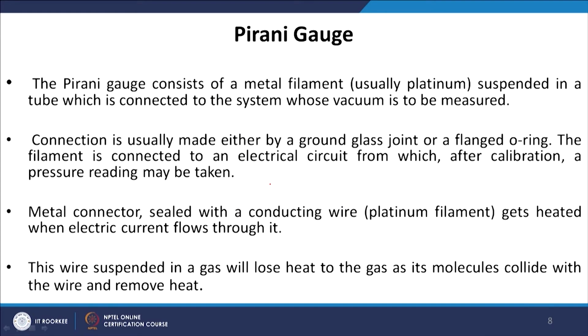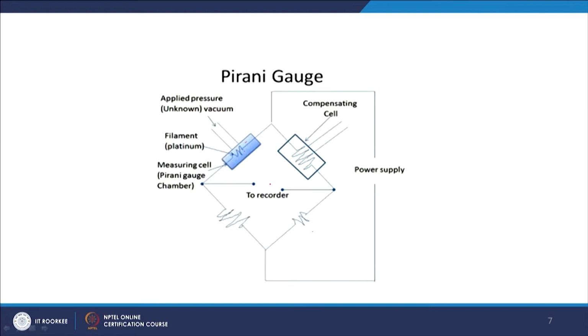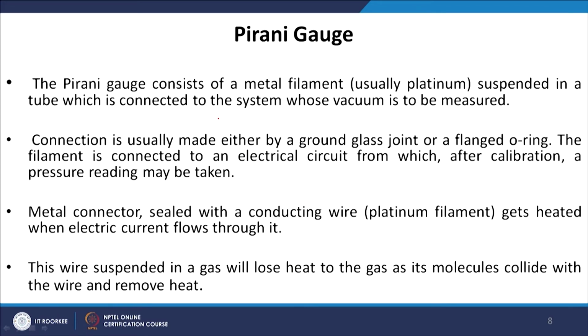The Pirani gauge consists of a metal filament, usually platinum, suspended in a tube which is connected to the system whose vacuum is to be measured. So, you have already seen that in the last figure. You see that the Pirani gauge consists of this platinum wire, this is the chamber, inside it there is a platinum wire, and that is connected to the chamber for which we want to measure the vacuum. Connection is usually made either by a ground glass joint or a flanged O-ring.